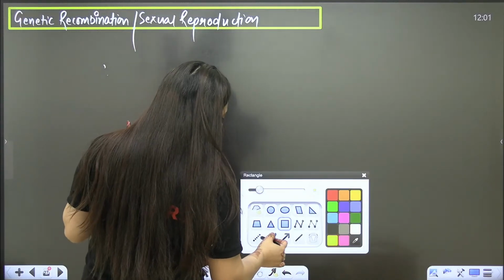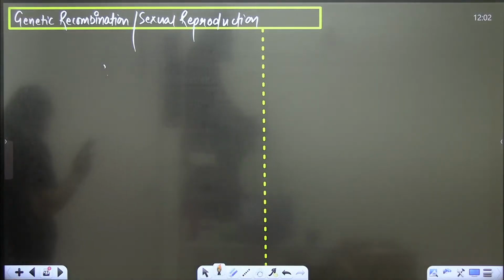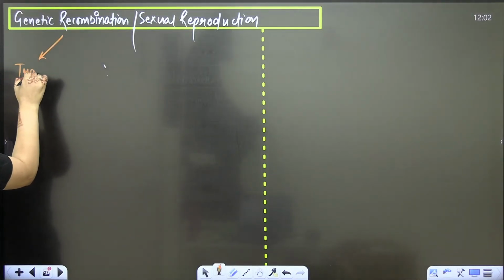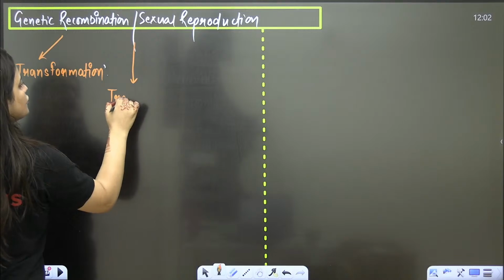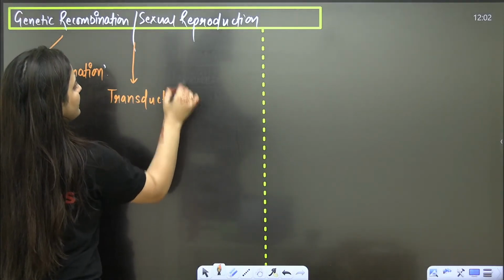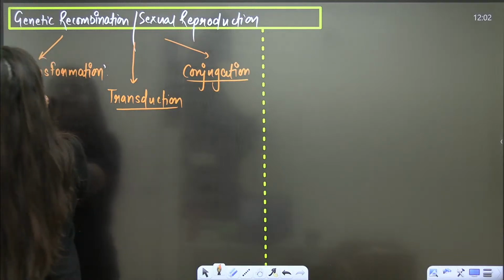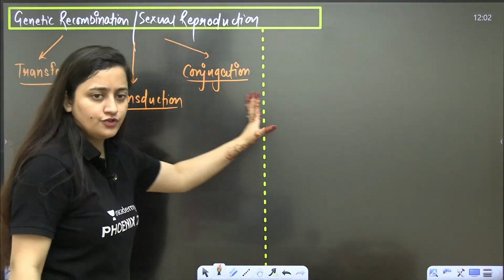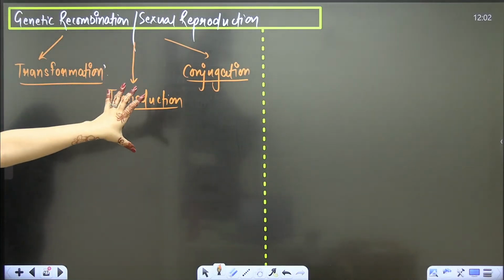So we are going to discuss 3 things here. It is going to be transformation. All these 3 words are important. It is going to be transduction and it is going to be conjugation. In biology, while reading chapters like molecular basis of inheritance and biotechnology, we'll use these words. Transformation, transduction, conjugation. Again, repeat it with me. Transformation, transduction, conjugation.